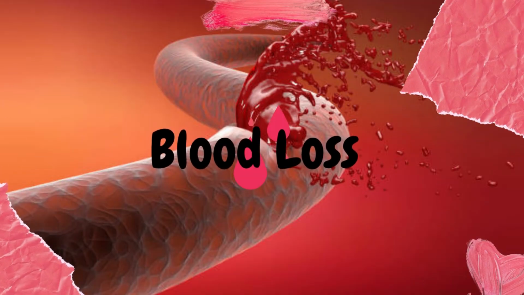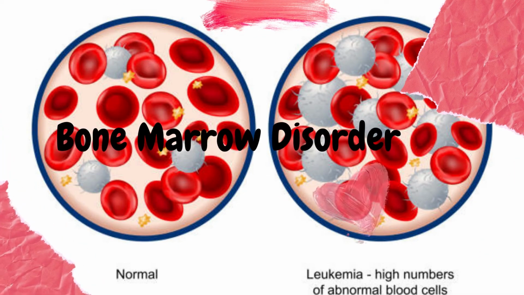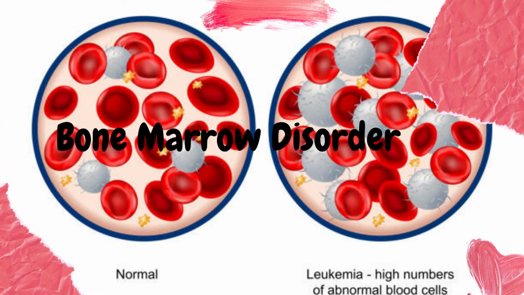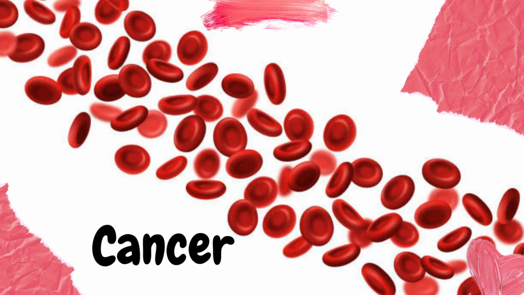Second one is blood loss. Your body loses more blood cells than it can produce. Bone marrow disorder: you experience damage to your bone marrow, where red blood cells form, such as leukemia or lymphoma. And last one is cancer. Certain cancers and chemotherapy treatment for cancer can affect the number of red blood cells your body produces.